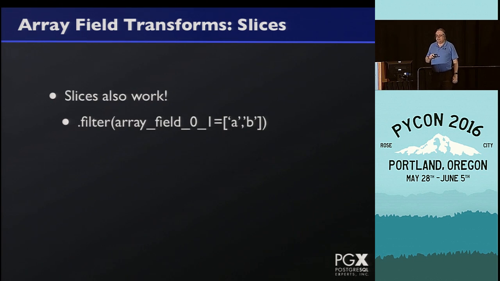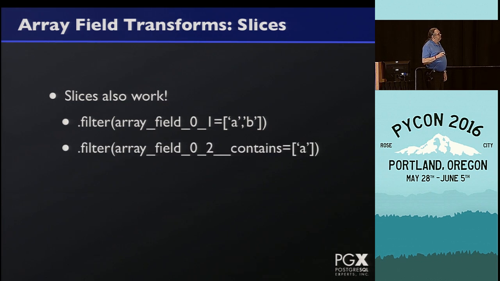You can also do slices, for example compare where entries 0 to 1 are A, B, and do contains on those if you want.